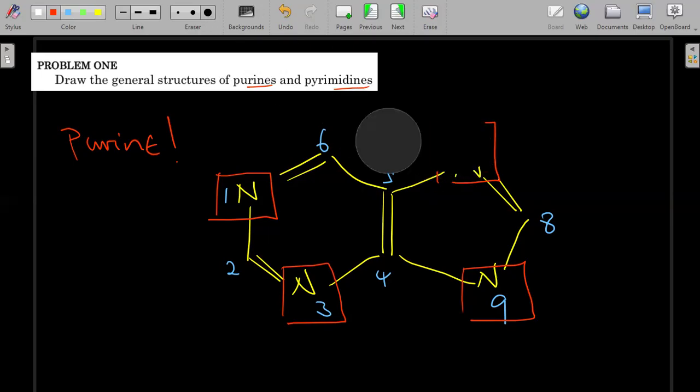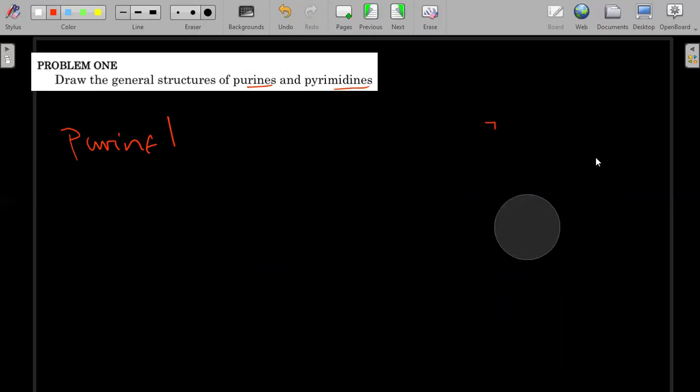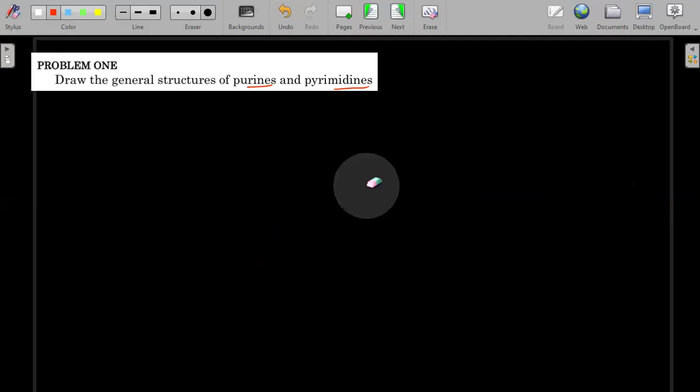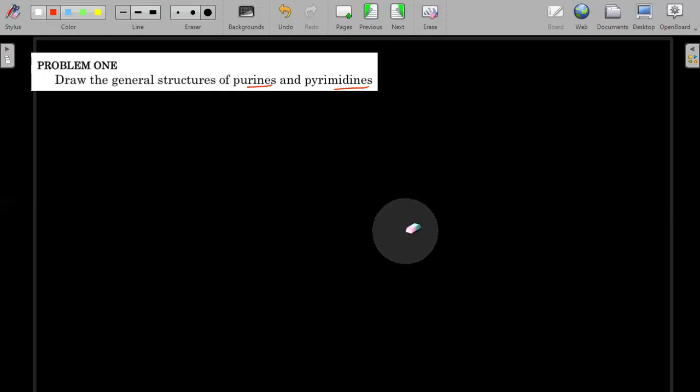For the pyrimidines, we can erase this. Pyrimidines have a single 6-membered ring structure with 2 nitrogen atoms at positions 1 and 3. The most common examples of pyrimidines in DNA are cytosine and thymine, while uracil replaces thymine in RNA.